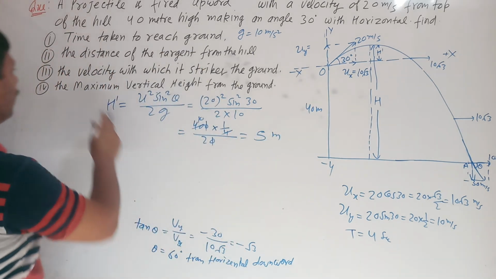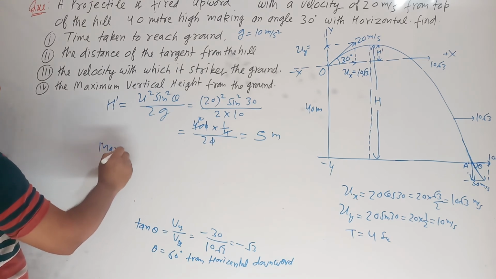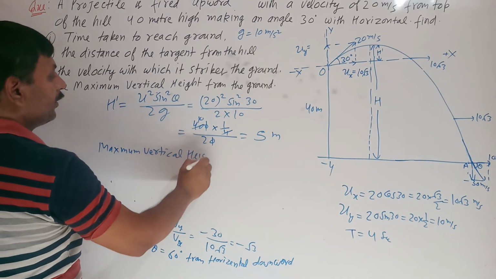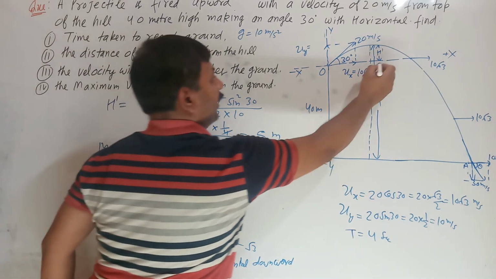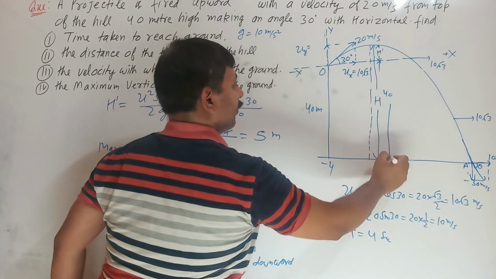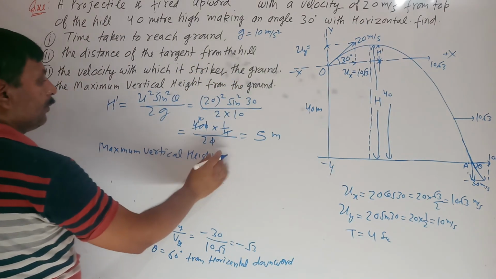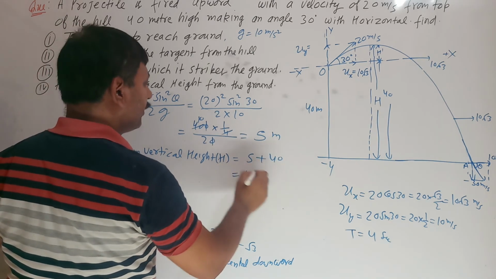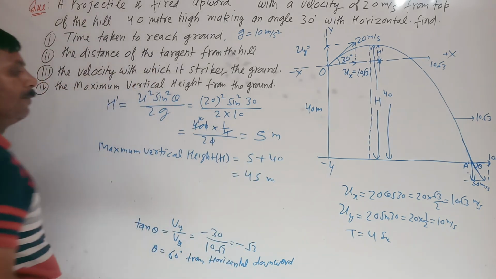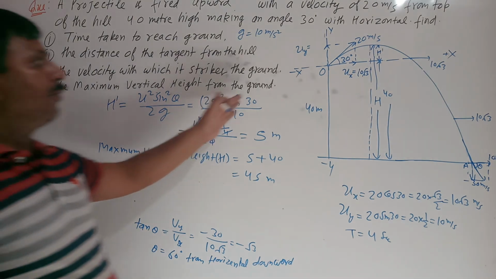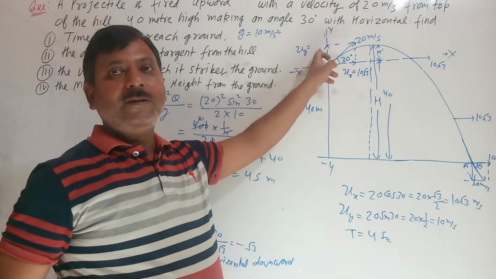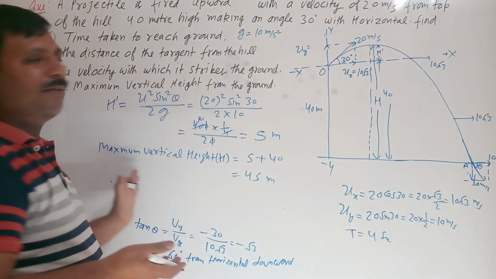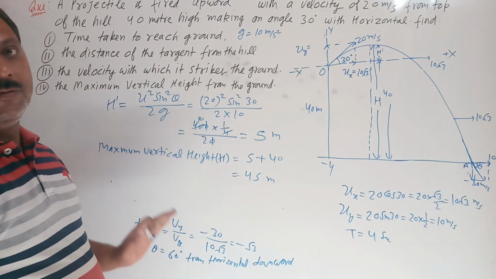So what will be the total maximum vertical height? The maximum vertical height is 40 from here to here, and this is 5. The total maximum height will be 5 plus 40, that is 45 meter. This also we can find by this method. Vertical component we will take, and directly by formula we can find that the maximum vertical height will be 45 meter.